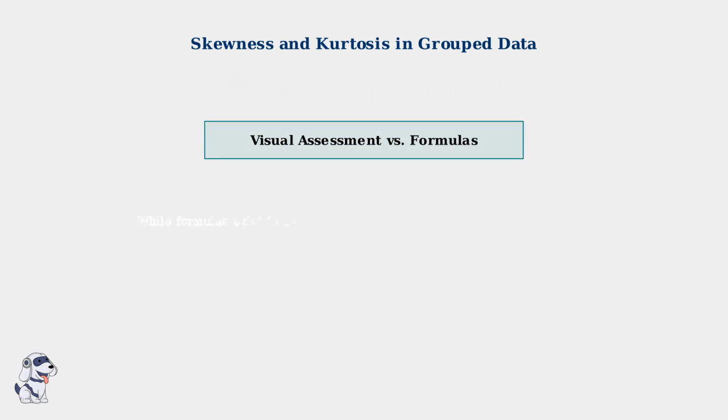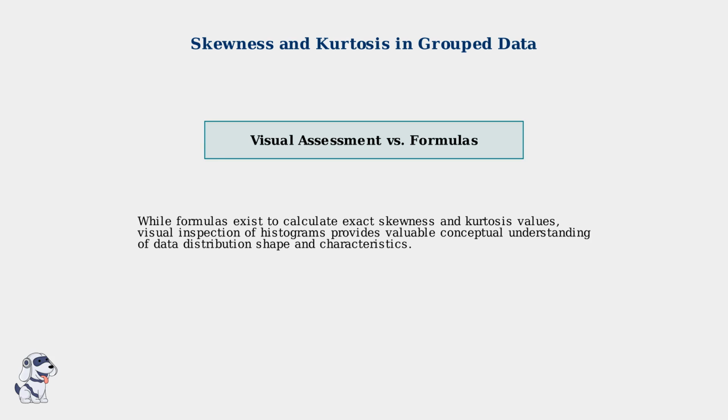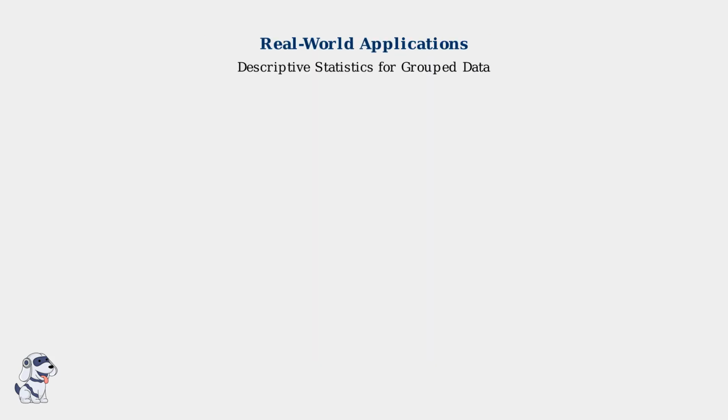While mathematical formulas exist to calculate precise skewness and kurtosis values for grouped data, visual inspection of histograms provides valuable conceptual understanding of your data's distribution shape and characteristics. Understanding these visual patterns helps you interpret your grouped data more effectively and make informed decisions about appropriate statistical methods for your analysis. Descriptive statistics for grouped data have numerous practical applications across many professional fields.